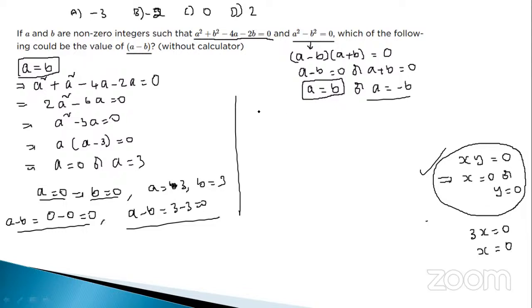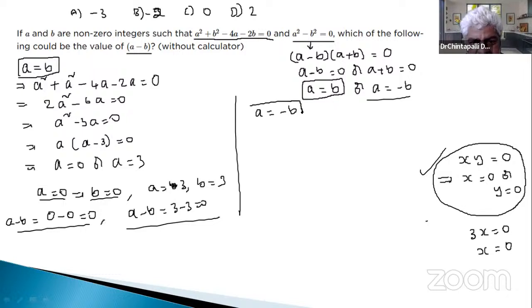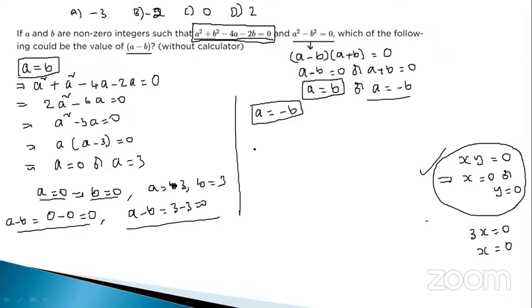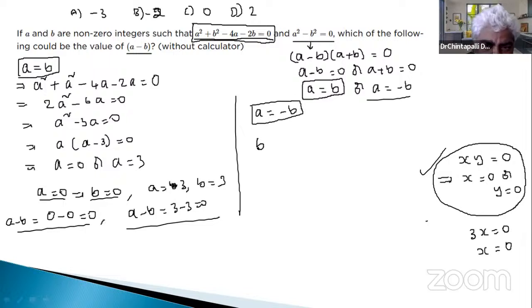A equals negative B, right? Yes, sir. Use A equals negative B in this statement. A square is negative B whole square, minus B whole square, which is B square only. Yes, sir.